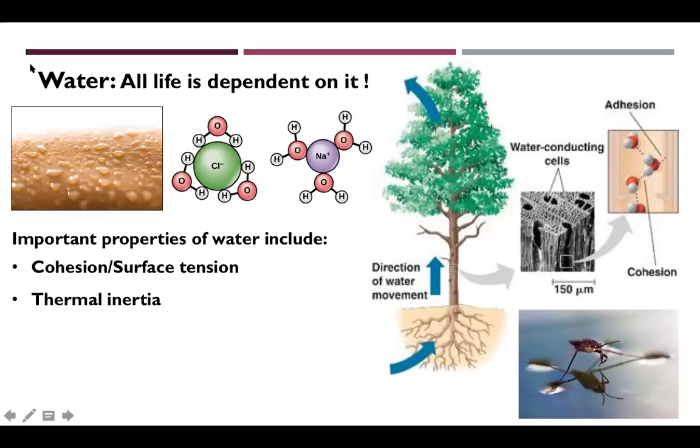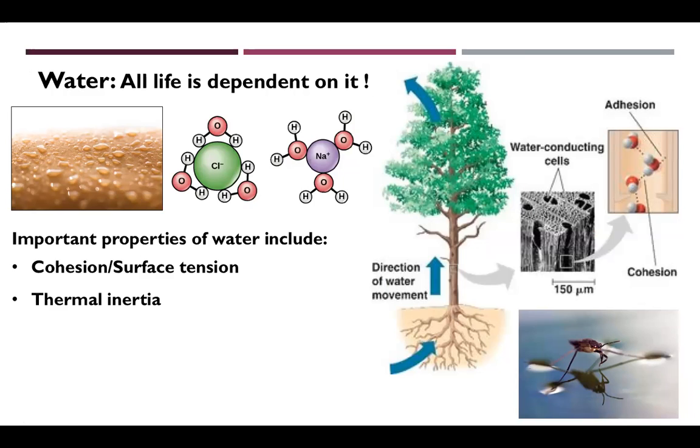So those macromolecules, they're all examples of organic because they had the carbon backbone, carbon, hydrogen. We are now going to go into a few important inorganic molecules, one being water. All life is dependent on it. And there's a few important properties that water has. One is cohesion or surface tension.